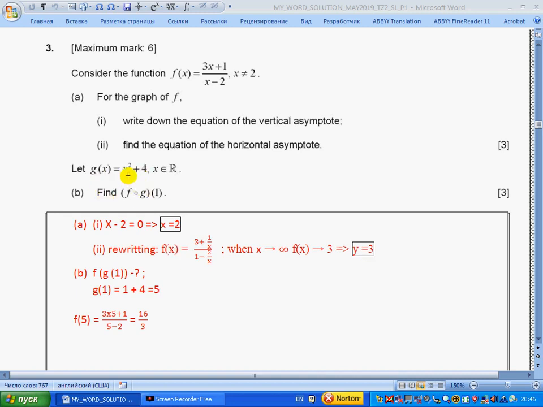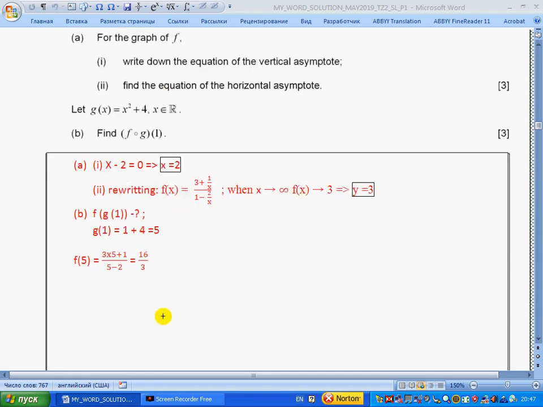Let g(x) equal x squared plus 4, x a real number. Find f(g(1)). First g acts on 1, and then the result is taken by f. So first we find g of 1: substituting, 1 squared plus 4 equals 5. This 5 is taken by function f. So f of 5 equals, we substitute values into this formula, and we get 16/3. Done.